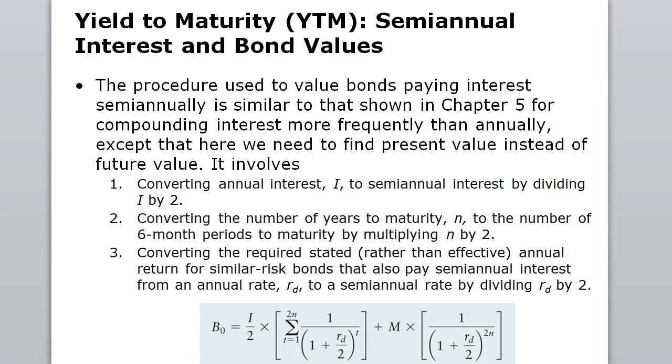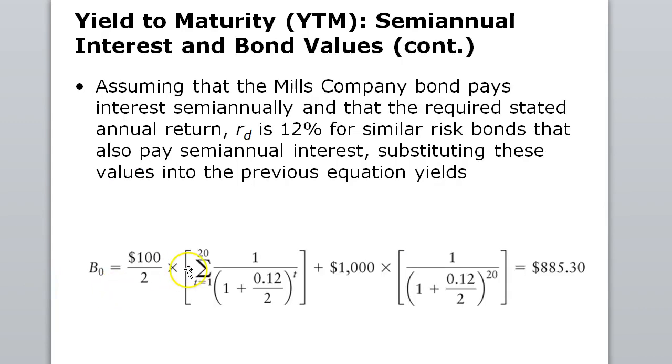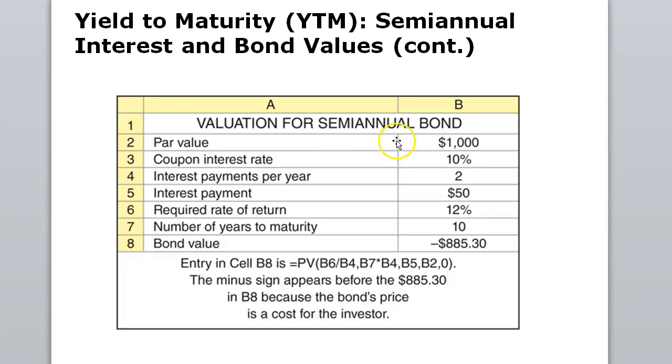So the two ways to calculate the yield to maturity. Now, yield to maturity with semi-annual interest, because most bonds pay semi-annual interest. The procedure to value bonds paying interest semi-annually is similar to what was shown in time value of money, compounding interest more frequently than annually. The annual interest has to be divided by 2, and the number of years to maturity has to be multiplied by 2, so we can convert that formula. This is the converted formula for semi-annual interest, which is how most bonds are expressed. Here is that formula again with actual numbers put into it, but we're going to use Excel to calculate semi-annual interest.